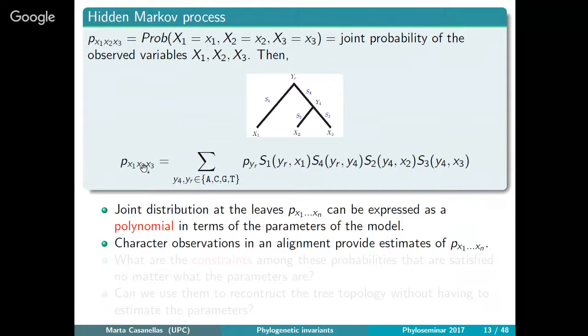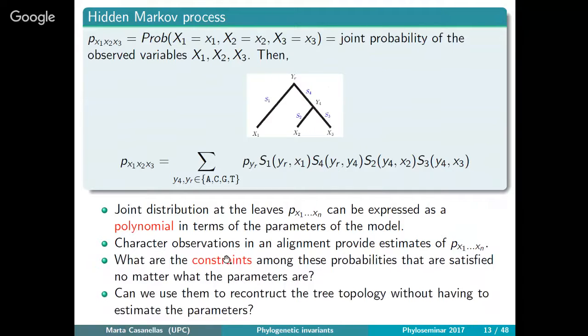We have estimates of these probabilities here because the relative frequencies of the columns of the alignment provide me estimates for this joint distribution. What I don't have is the entries of the substitution matrices nor the root distribution. So are there some constraints among these probabilities, which are the ones I know, that are satisfied no matter what the parameters are? Are there constraints that can be used to reconstruct the tree topology without having to estimate the parameters? That's the main goal, the main idea behind phylogenetic invariants.